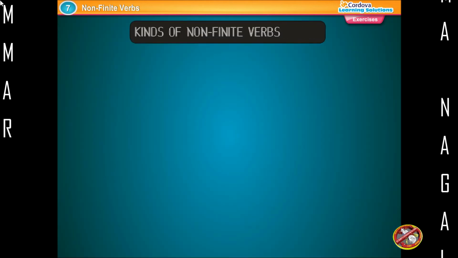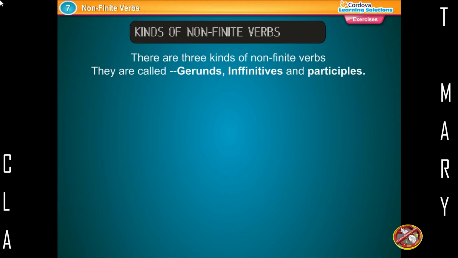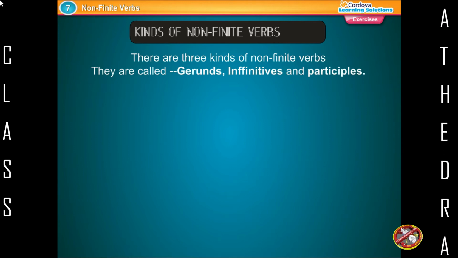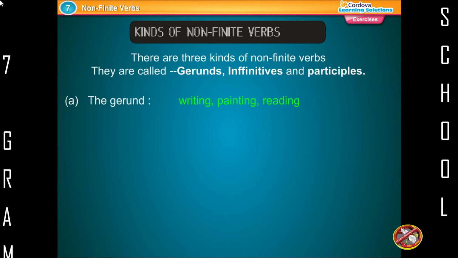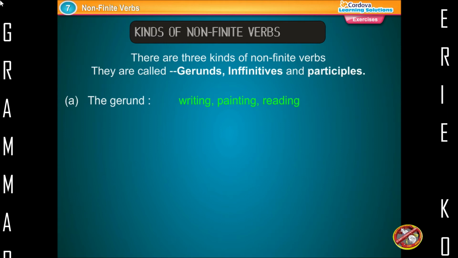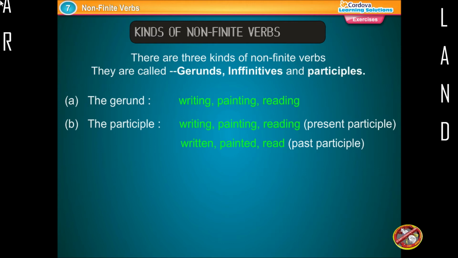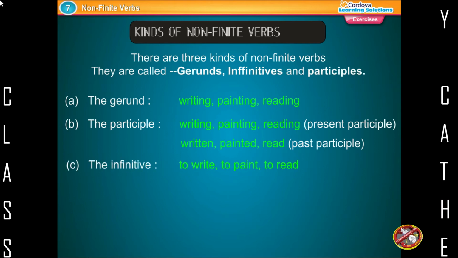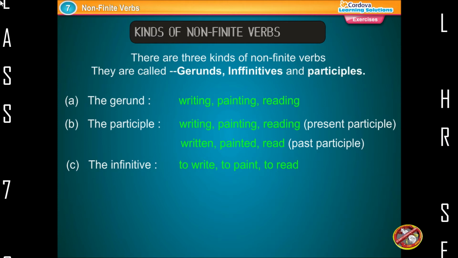Kinds of non-finite verbs. There are three kinds of non-finite verbs. They are called gerunds, infinitives, and participles. Some examples are given below. The gerund: writing, painting, reading. The present participle: writing, painting, reading. The past participle: written, painted, read. The infinitive: to write, to paint, to read.